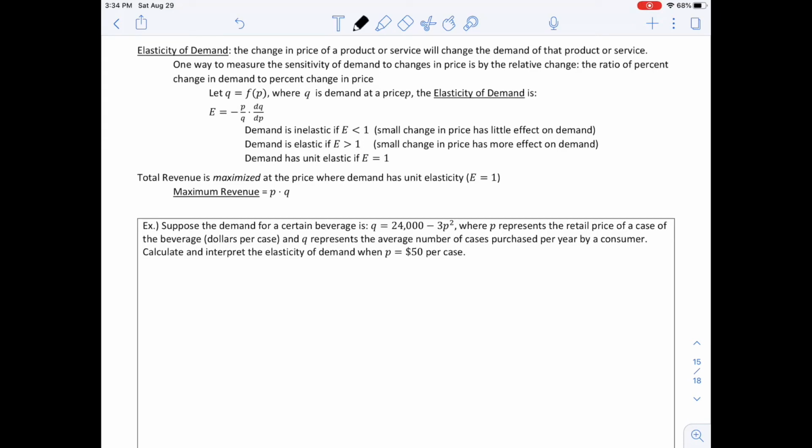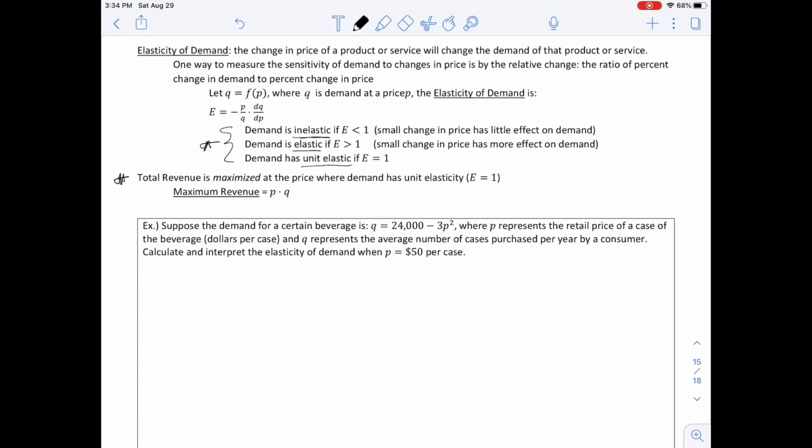Demand is inelastic if E is less than 1. What this says is that a small change in price has little effect on the demand, so this is inelastic. And then we have demand is elastic if E is greater than 1. A small change in price has more effect on the demand. And the demand has unit elasticity if E is equal to 1. Total revenue is maximized at the price where demand has unit elasticity, or E is equal to 1. And again, revenue is going to be P times Q.